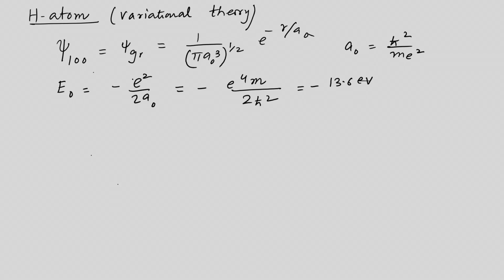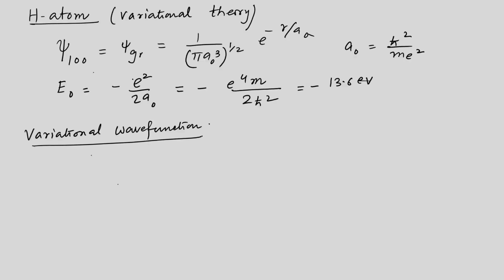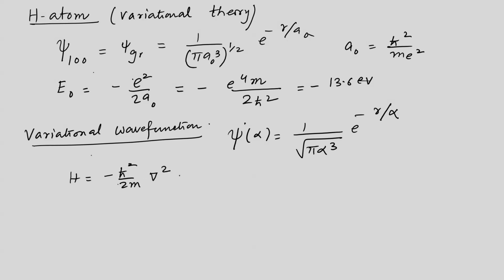And now, suppose we take the variational wave function as psi alpha equal to 1 by root over pi alpha cube exponential minus r by alpha. Now, this is fairly exact. So, let us see that even with a fairly exact variational state, what kind of energy we land up with. So, H is nothing but minus h cross square by 2 m del square minus e square over r.